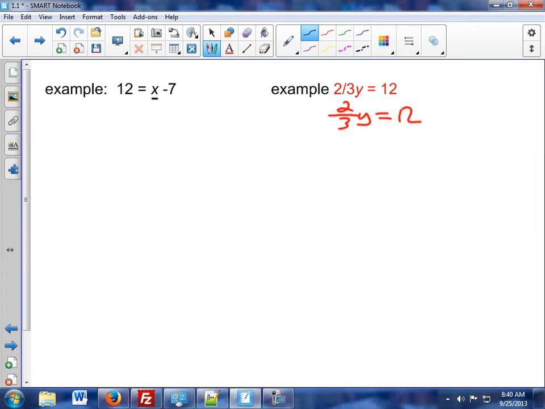Here's my variable. I need to get rid of it. Again, I read which direction? Left to right. So this is minus 7. What's the opposite of minusing 7? We're going to add 7 to both sides. Okay? 12 plus 7 is 19 equals x. Again, check your answer. 12 equals 19 minus 7. 12 equals 12. Check.